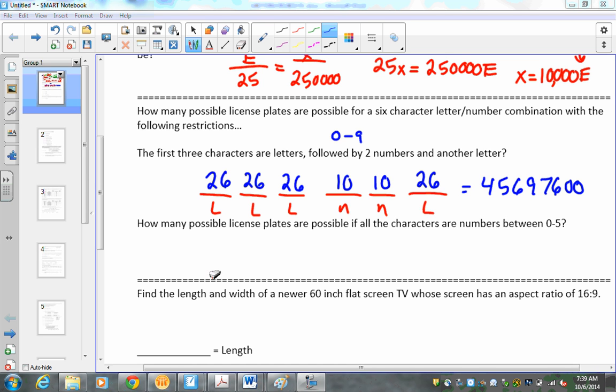Moving on. How many license plates are possible if all characters are numbers between 0 and 5? Well, 1, 2, 3, 4, 5, 6.